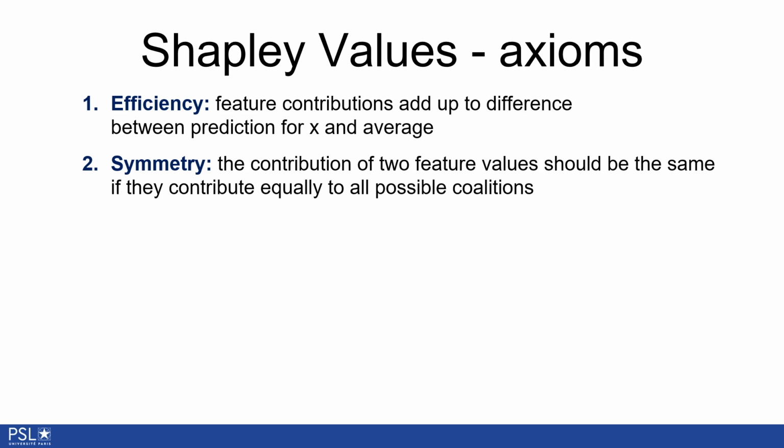The second property is symmetry, and it states that the contributions of two feature values should be the same if they contribute equally to all possible coalitions.